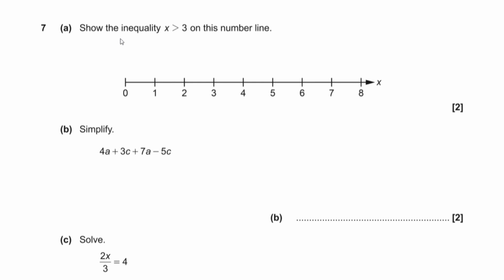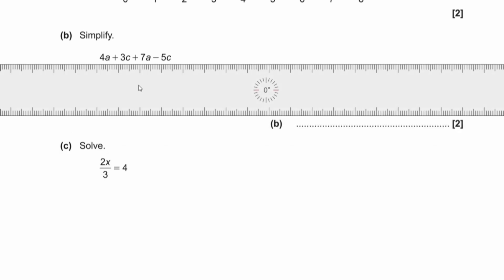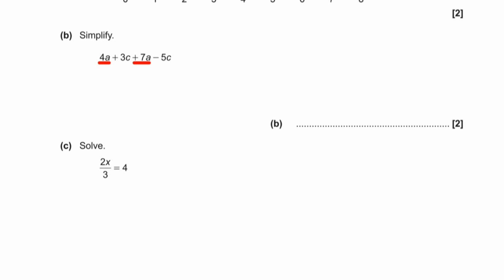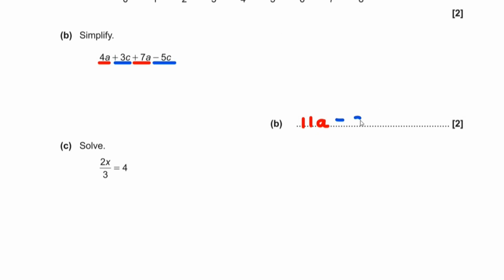Question number 7, part A. Show the inequality x is greater than 3 on this number line. Here is the inequality represented on a number line. Part B, simplify 4a plus 3c plus 7a, subtract 5c. Well, we've got the 4a plus the 7a, which gives a total of 11a, and then we've got the 3c, subtract the 5c, which gives negative 2c. So we have 11a subtract 2c.